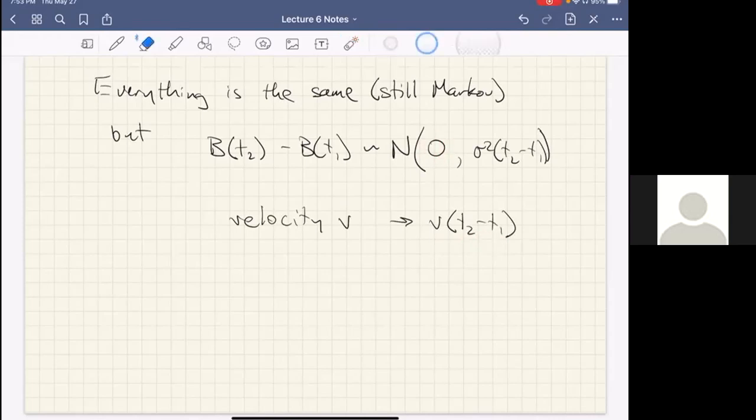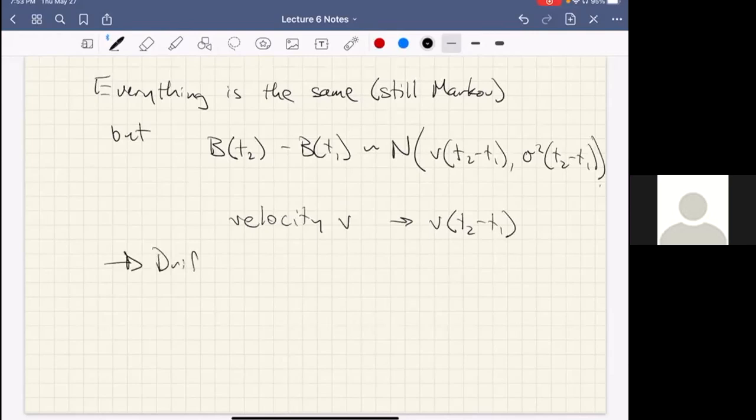So let me erase that and correct it. Everything's the same. It's still Markov, except B(t2) minus B(t1) is now distributed with a shifting mean. So drift implies a shifting mean.